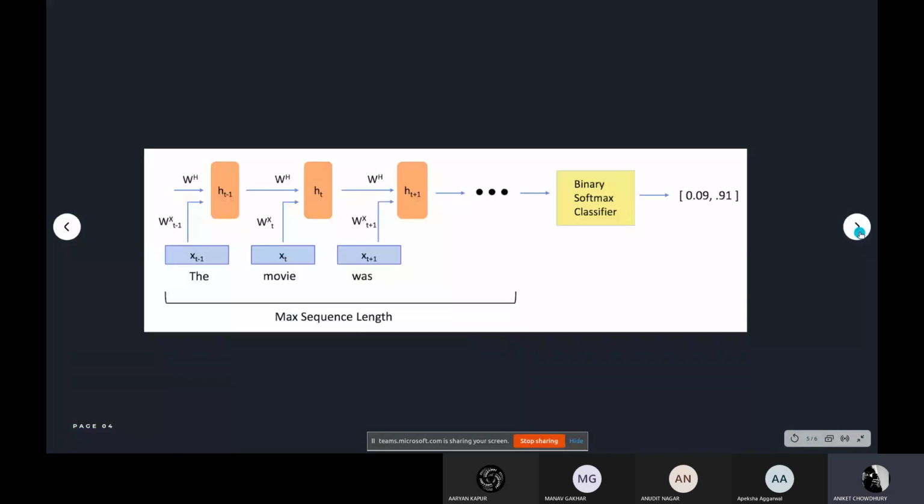Now that was a many to many model. This is a many to one model. In this, instead of getting individual outputs, we just feed them in. We do not keep track of these outputs, and we just get one final vector which we can feed into a binary softmax classifier or any other softmax classifier, for example if we have sentiment analysis in 3 dimensions: positive, negative, and neutral. We can use it for that.